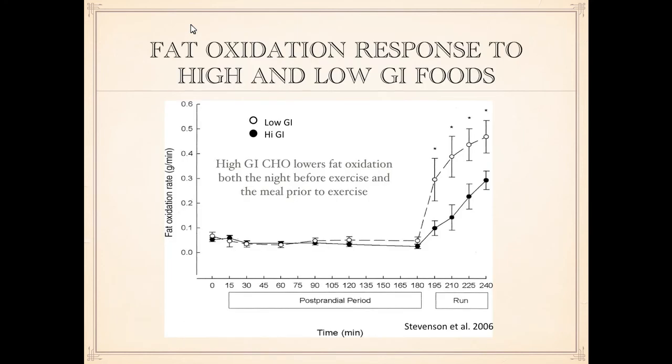And then one thing to point out here is a study where they gave high versus low glycemic index carbs before a run. The high glycemic is the black, and the open circle is the low glycemic. And this is fat oxidation. Notice when you had the low glycemic carbs, fat oxidation was greater during exercise than the high glycemic. So probably before exercise, for fat metabolism's sake, you should have lower glycemic index carbs.